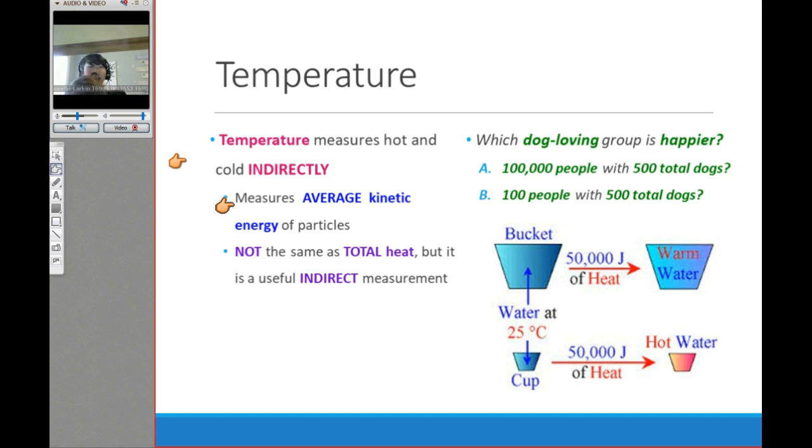Okay, here's the thing though. Temperature is actually what we call an indirect measurement. Temperature is not a perfect measurement of total amount of heat, okay? Because what it's actually doing is taking the average amount of energy that each particle has. So it's not the same thing as total heat. It's actually an indirect measurement. So let me go ahead and explain this to you.